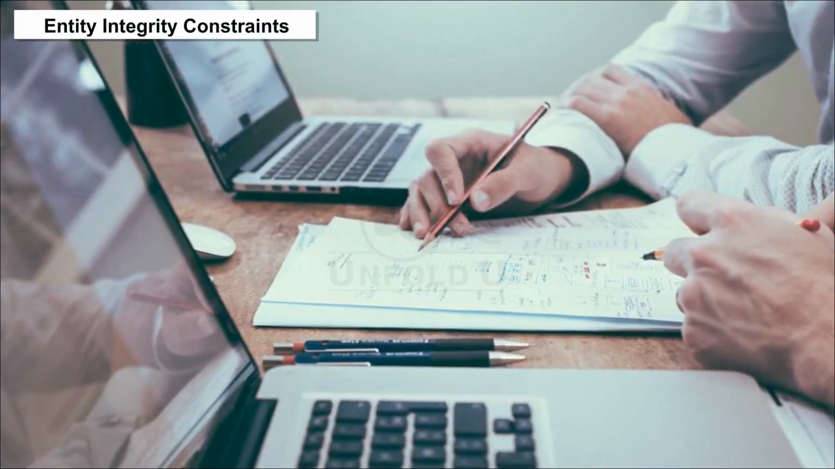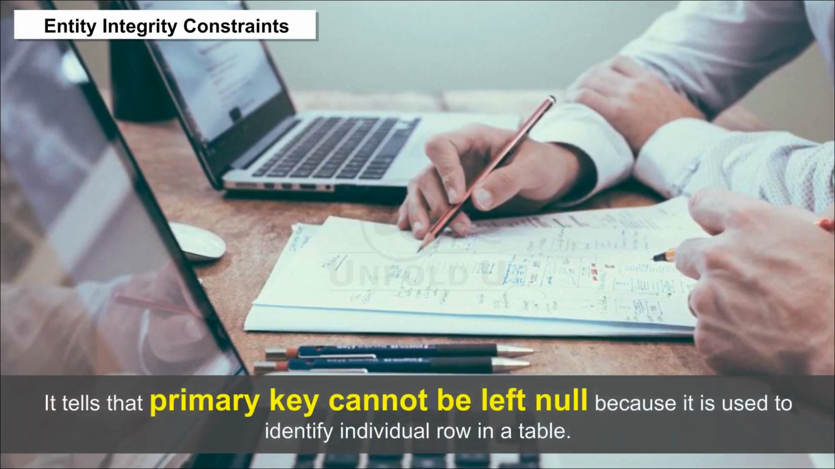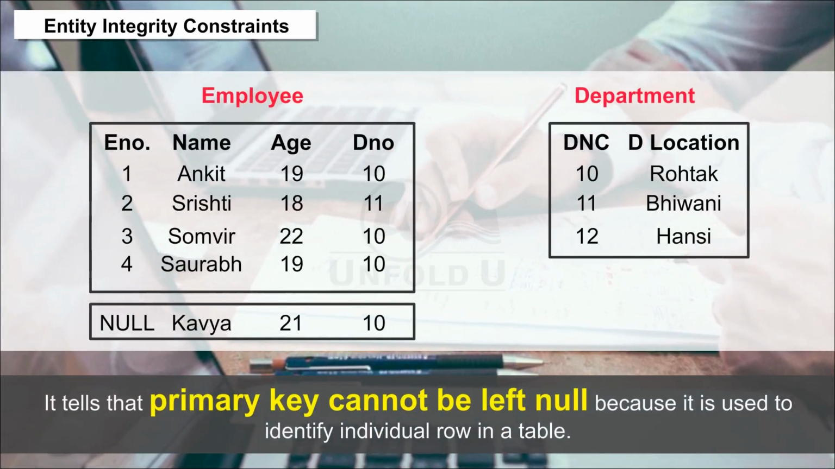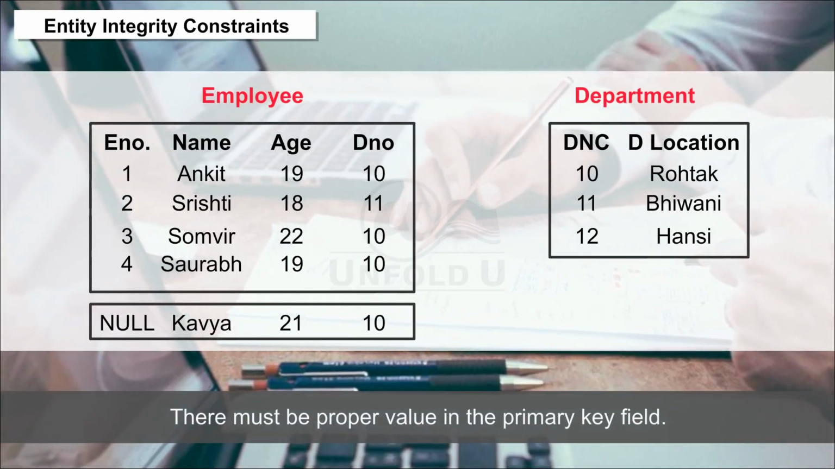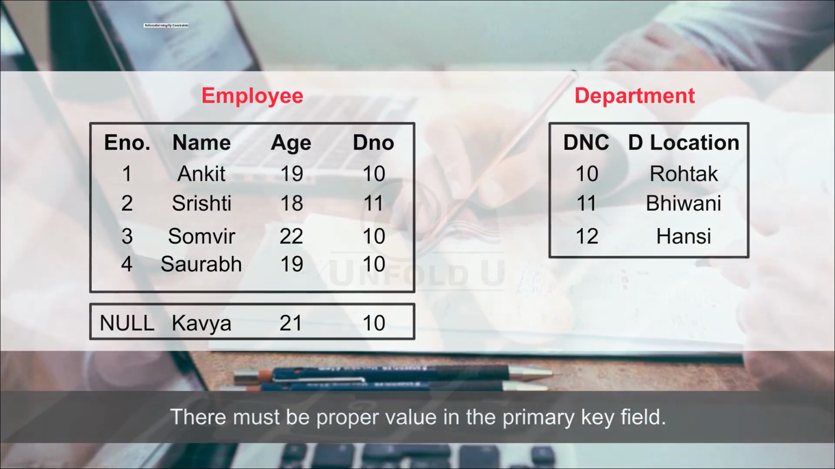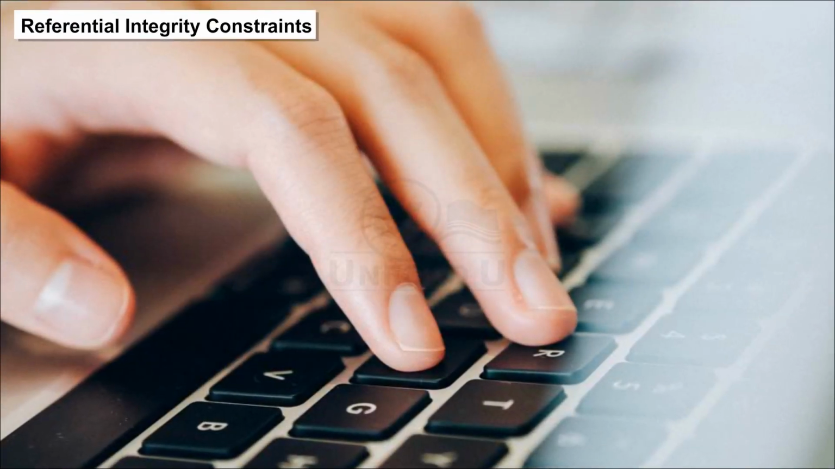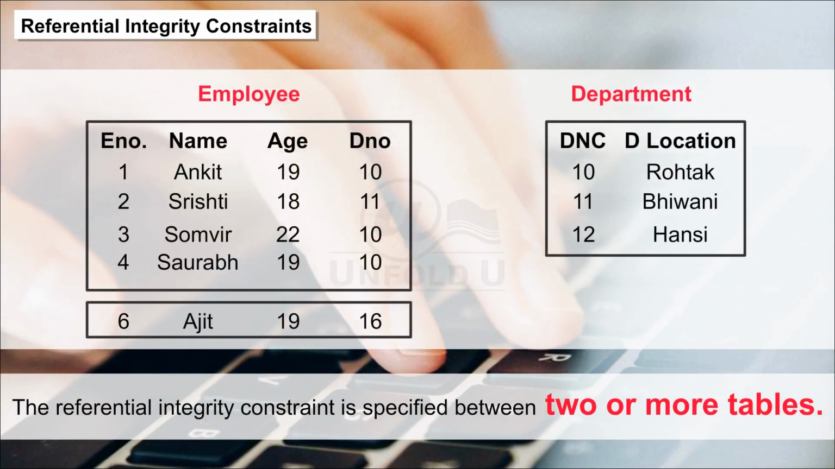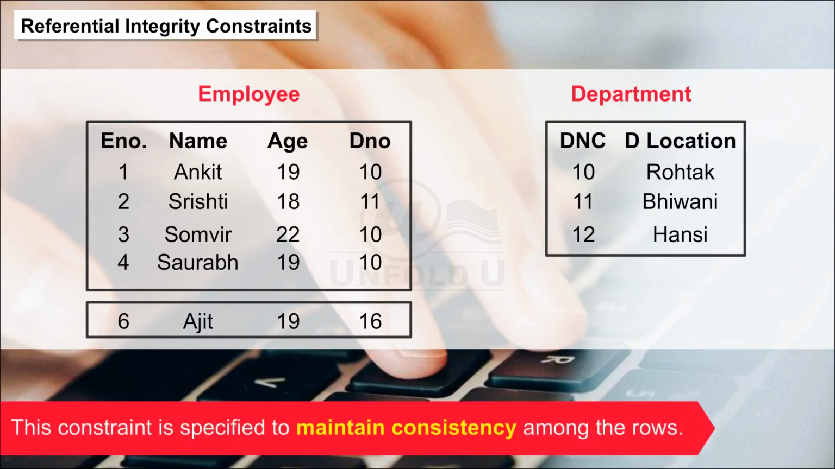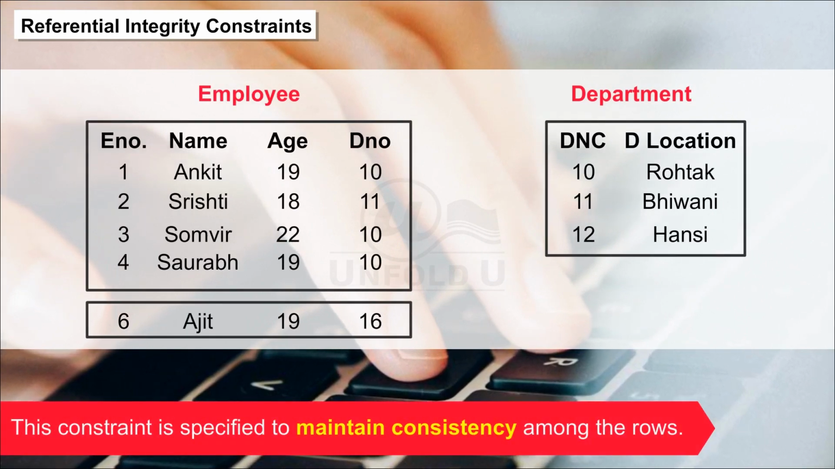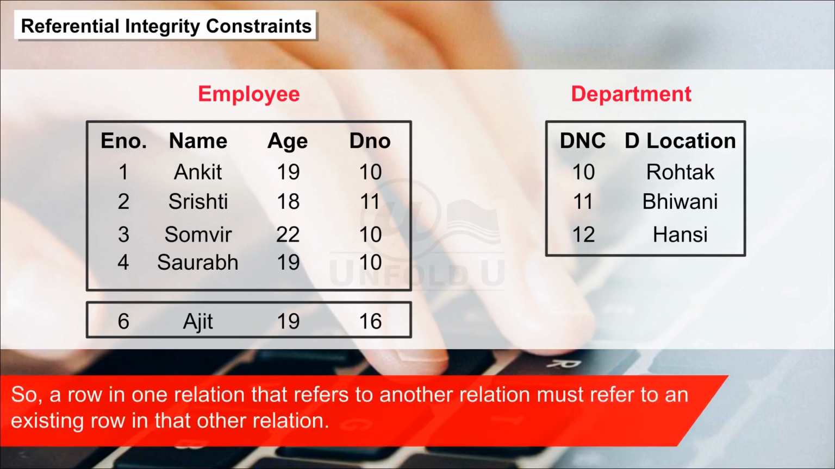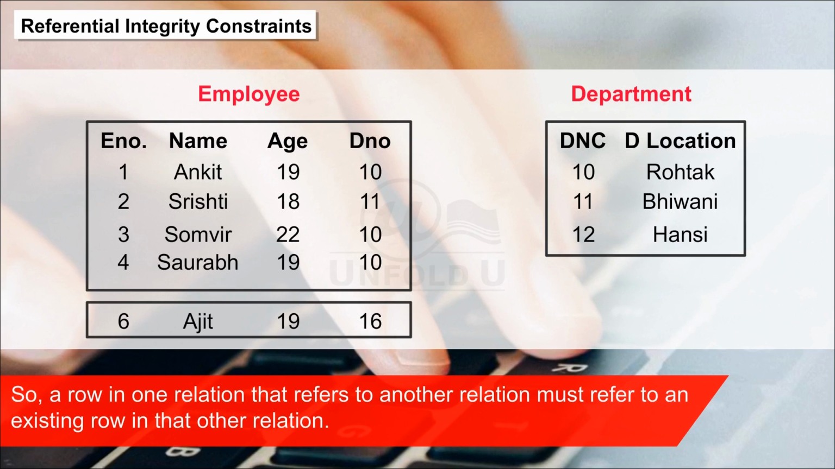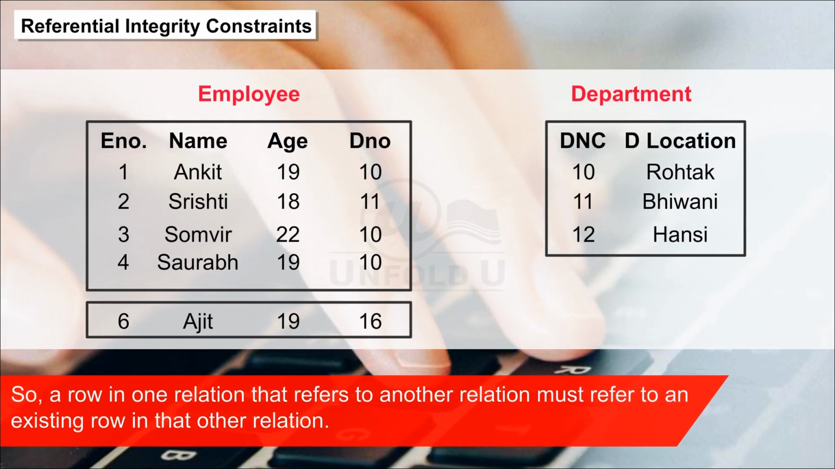Entity integrity constraints. It tells that the primary key cannot be left null because it is used to identify an individual row in a table. There must be a proper value in the primary key field. Referential integrity constraints. The referential integrity constraint is specified between two or more tables. These constraints are specified to maintain consistency among the rows. So, a row in one relation that refers to another relation must refer to an existing row in that other relation.